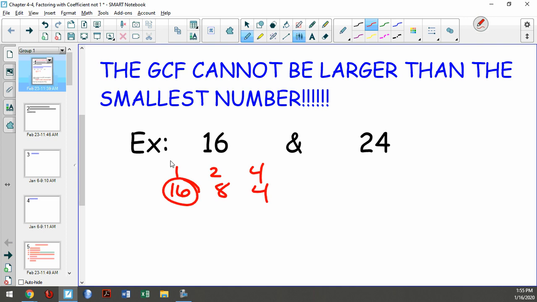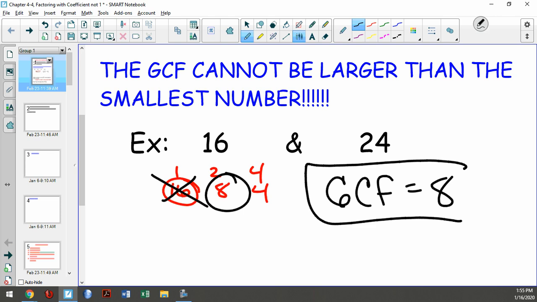Does 16 go into 24 evenly? Yes or no? No, mark that off. Does 8 go into 24 evenly? Yes, that is your GCF. There are no factor trees or anything like you used to do in grade school and in junior high. Do you remember the factor trees that you had to do back in the day? If you go this route, you're good to go. Any questions over that?